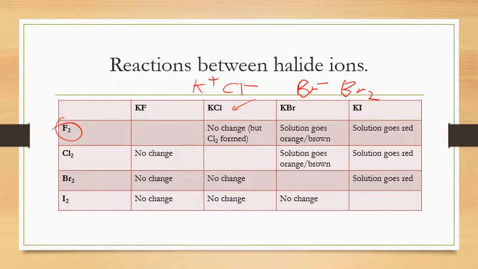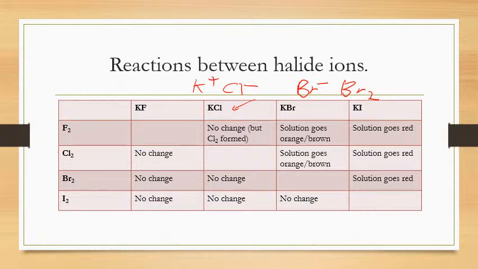With chlorine, there is no change. With potassium fluoride, with bromine, there is no change, and with iodine, there's no change. And bromine doesn't react with potassium chloride, and iodine doesn't react with potassium chloride, and iodine doesn't react with potassium bromide. Okay, so which ones do you think are the most reactive, therefore?